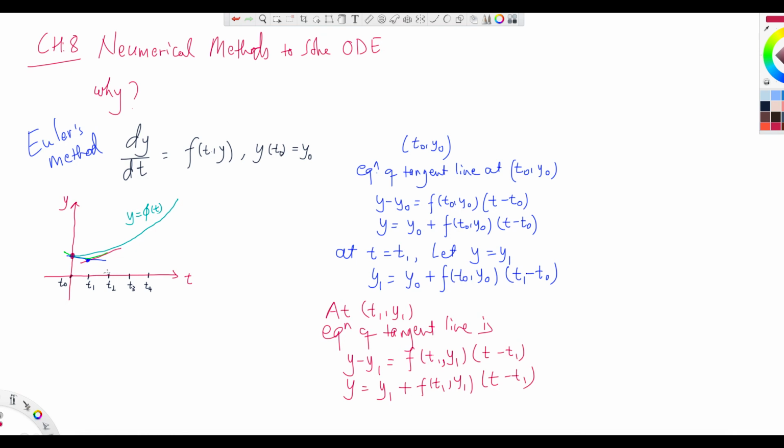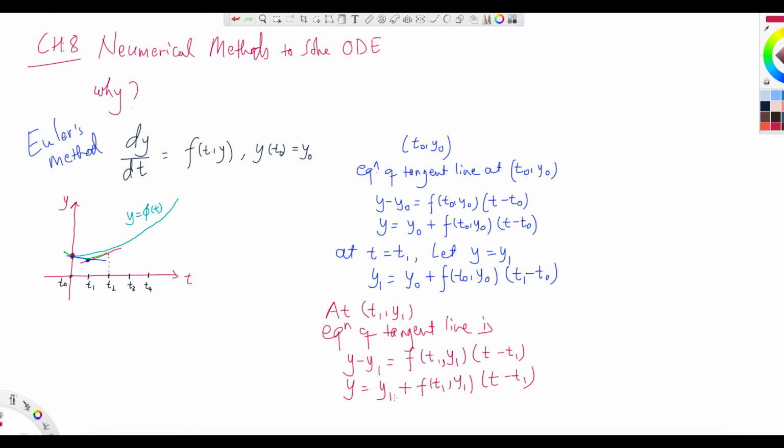Now to approximate the height at t2, we use that red tangent, right? To approximate the height of the solution at t2, we will use the tangent at t1. You see there will be some error there. That's the error. But the error will be minimum if your t1, t2, t3 are very, very small, right? These partitions or widths are very, very small. In that case, the error will be very, very small.